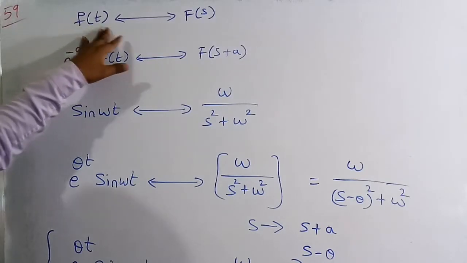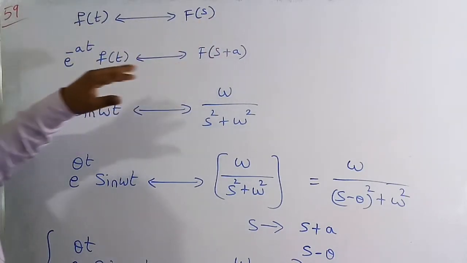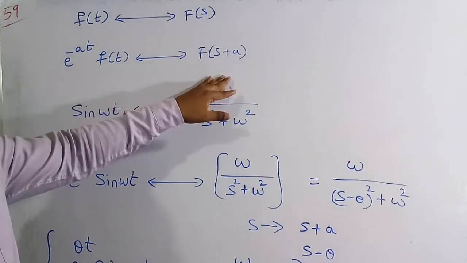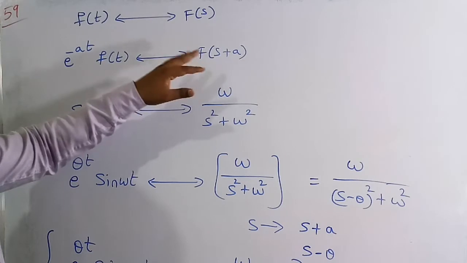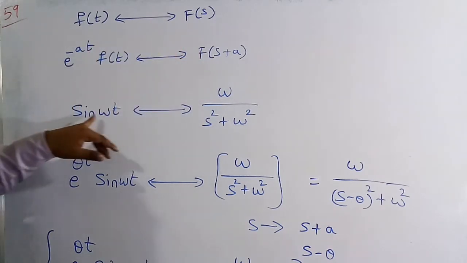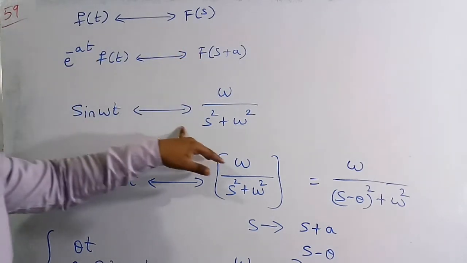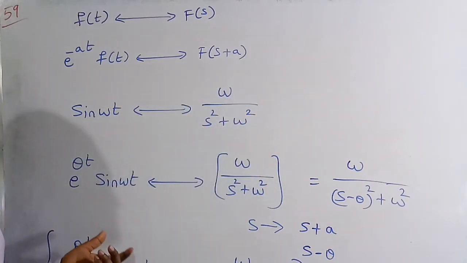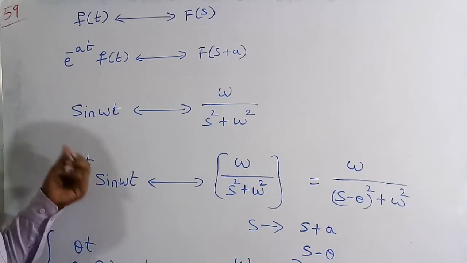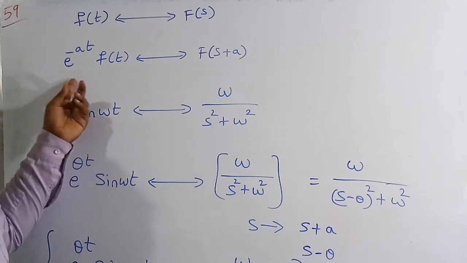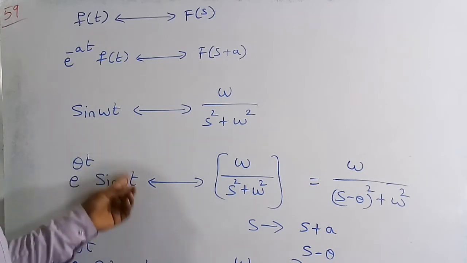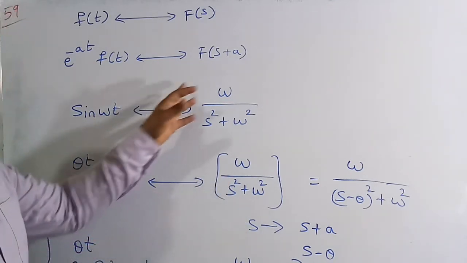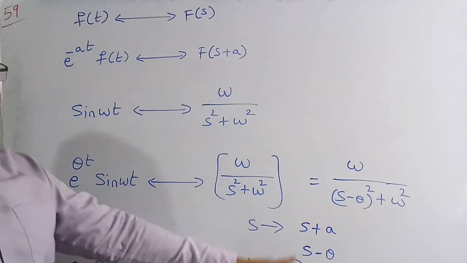For the function f of t, if the Laplace transform is F of s, then for e to the power of minus a t into f of t, the Laplace transform is F of s plus a, meaning replace s by s plus a. By using this property, for sine omega t, the Laplace transform is omega by s square plus omega square. But in the question they are asking for the Laplace transform of e to the power of theta t into sine omega t. So by using the basic principle, sine omega t has Laplace transform omega by s square plus omega square, but now we have to replace s by s plus a.